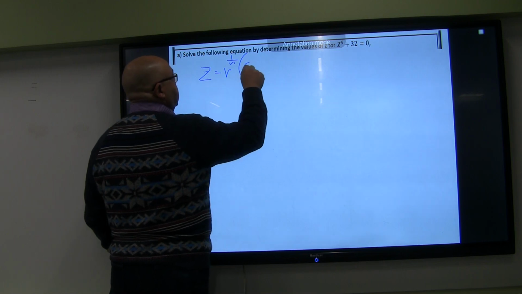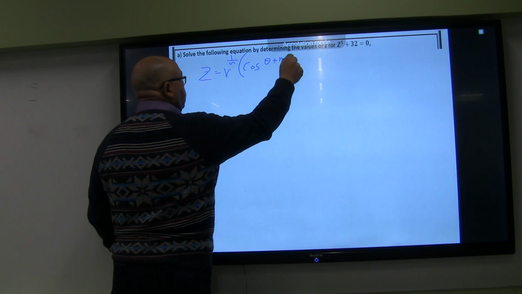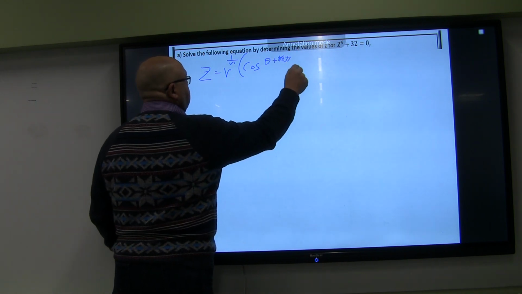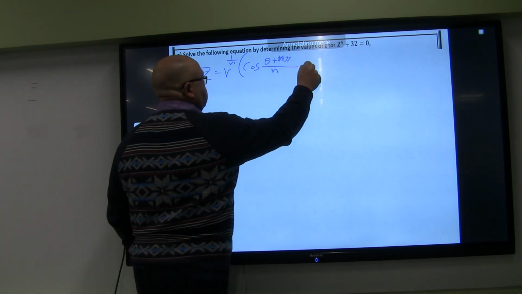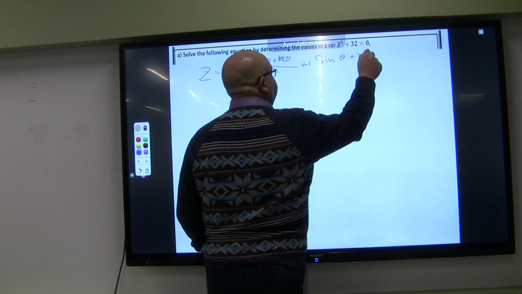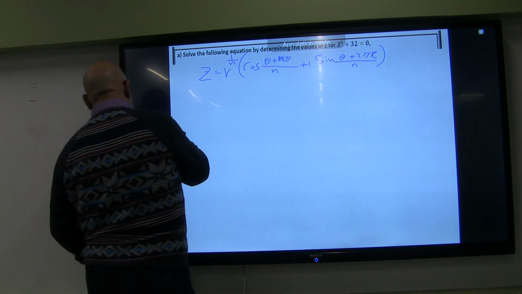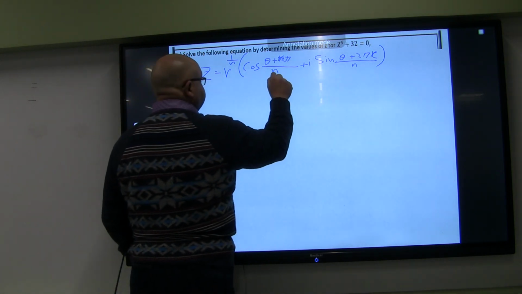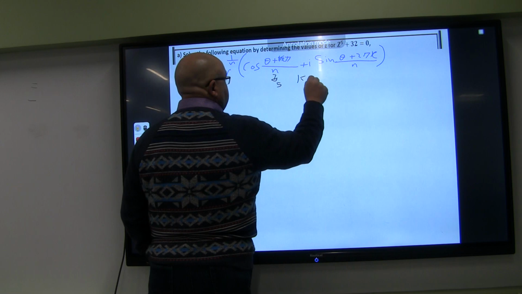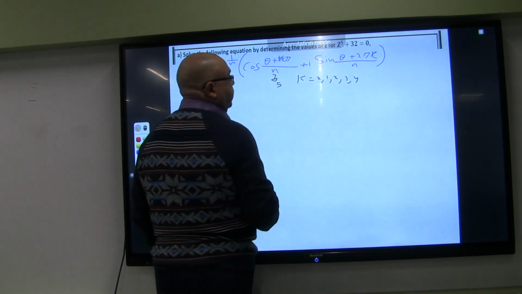The formula is cosine of (theta plus 2 pi k) divided by n, plus i times sine of (theta plus 2 pi k) divided by n. In this problem, you have n which is 5, and k is going to be 0, 1, 2, 3, or 4. Those are the 5 roots.